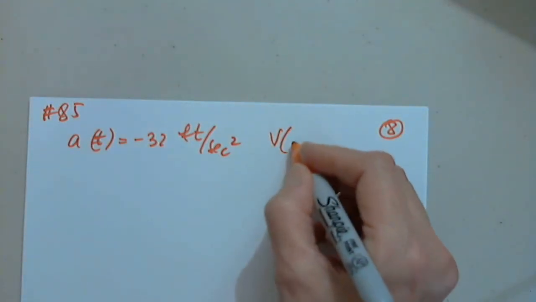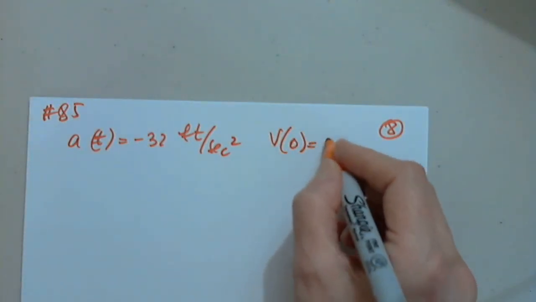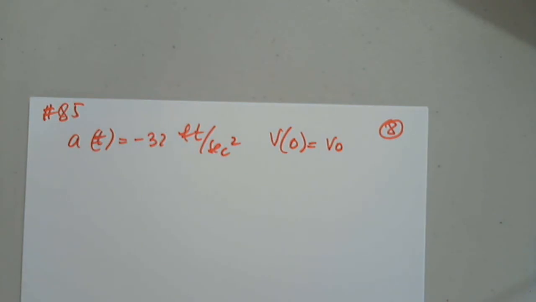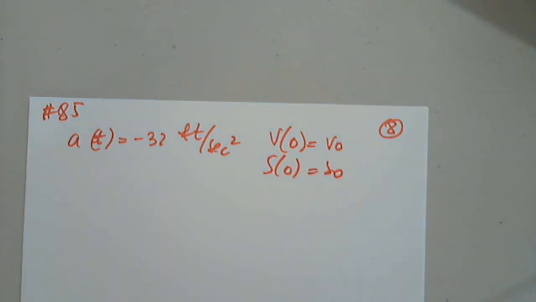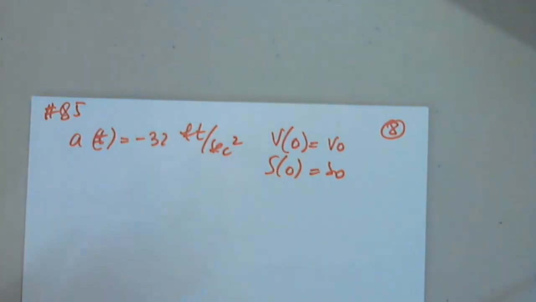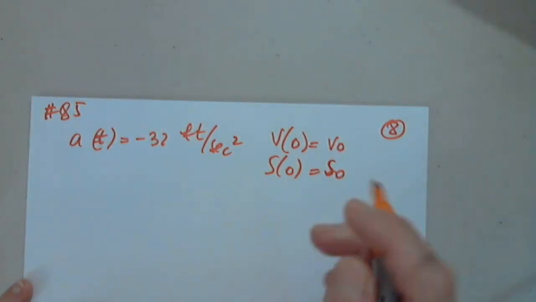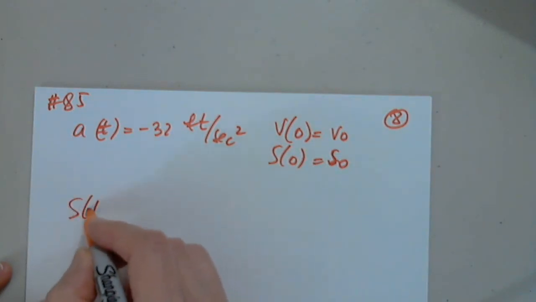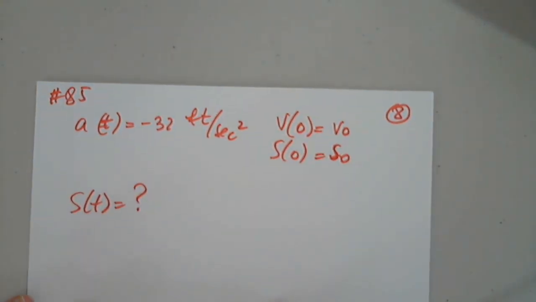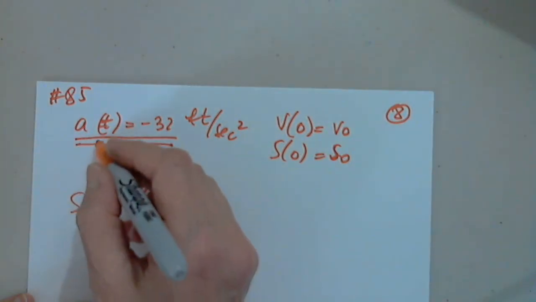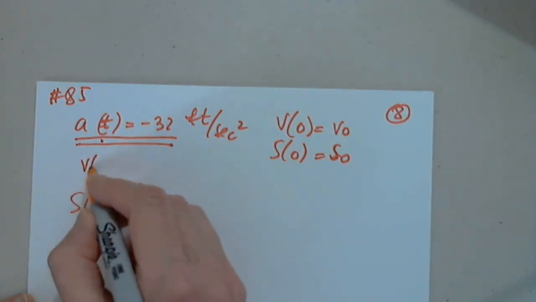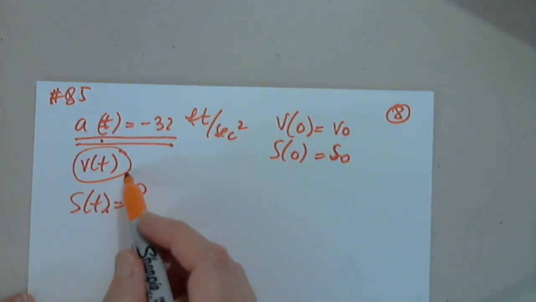Okay, so they are not giving us the numbers, but they're just saying v of 0 is v0 and s at 0 is s0. Fine. And it says find the general expression for s of t. They're not giving us any numbers. They are just asking us to use these. Good. So in order to determine the distance formula, I have to first determine the velocity. I cannot go from the acceleration directly to the distance. I have to go through the velocity. I have to find the velocity first.